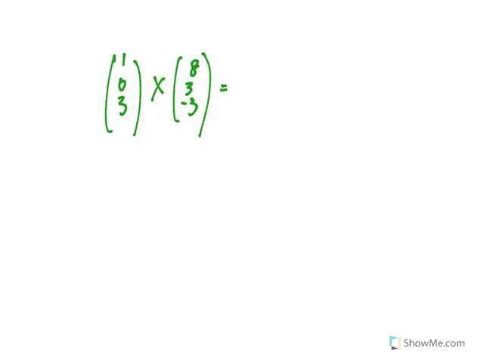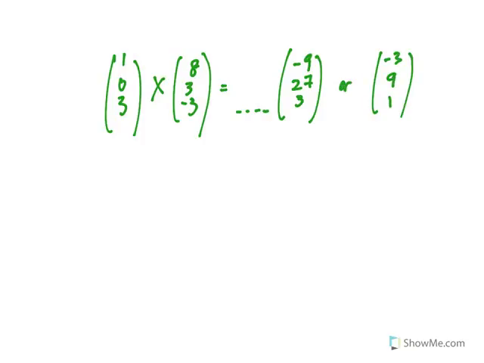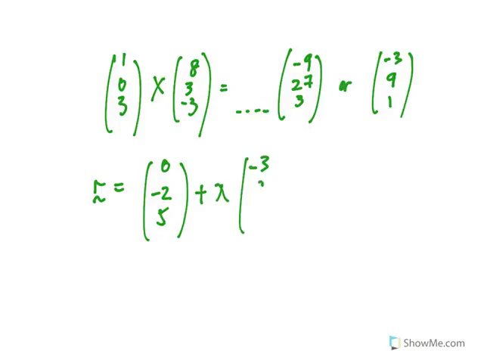From here you should be able to get (-9, 27, 3), or we can also simplify it as (-3, 9, 1), since the direction vector is not unique and you can scale it. So the equation of the line, since it passes through (0, -2, 5), is (0, -2, 5) plus lambda (-3, 9, 1).